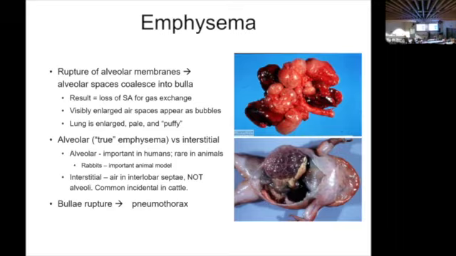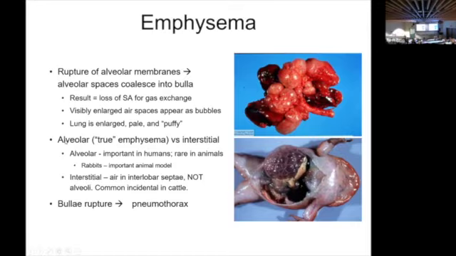So the importance of this is you've lost a lot of surface area for breathing, right? So you still have respiratory capacity, but this is going to reduce it, especially if this lesion is extensive. Grossly, this looks like visibly enlarged air spaces. A lot of times you can actually see little bubbles in the lung. So this is a cat that had asthma, I believe. And you can see all these little bubbles here. These are now like a single giant alveolus that's visible to the naked eye.